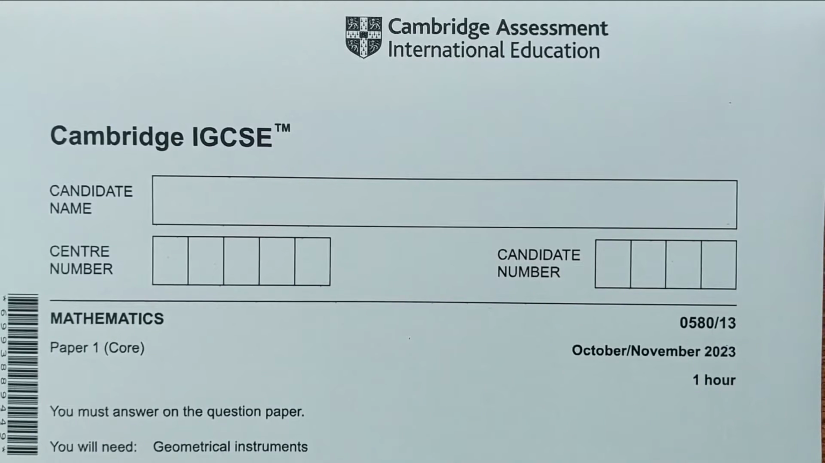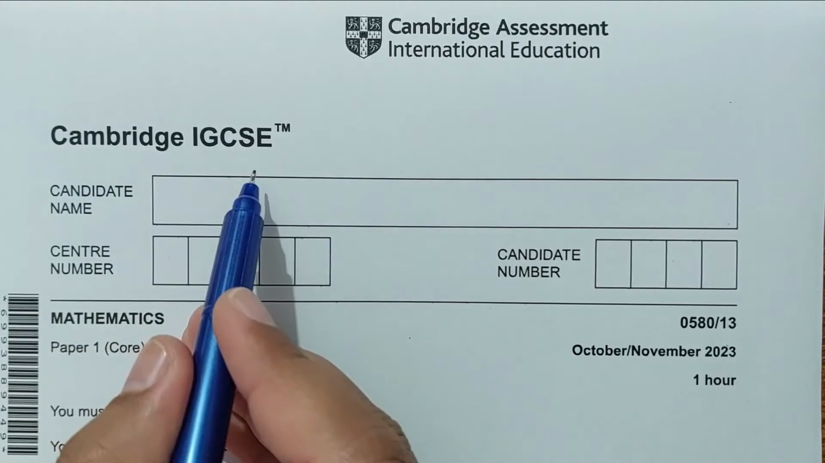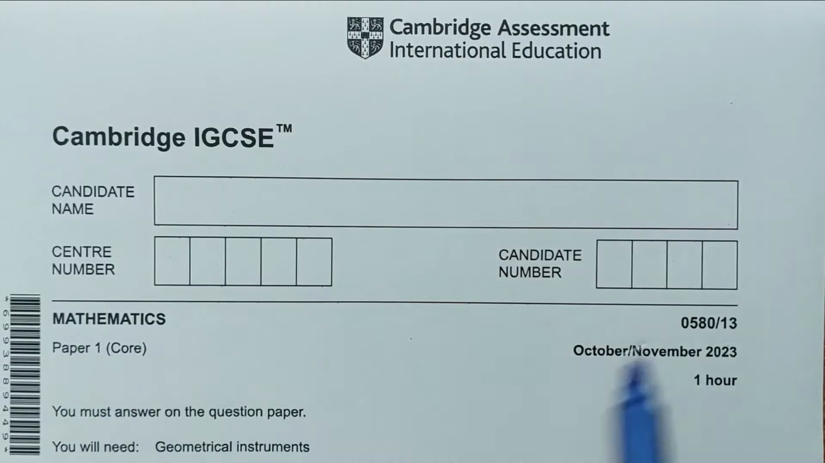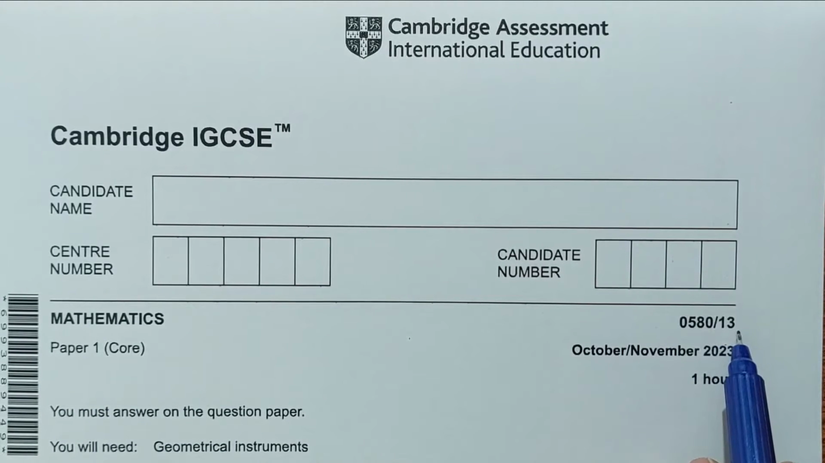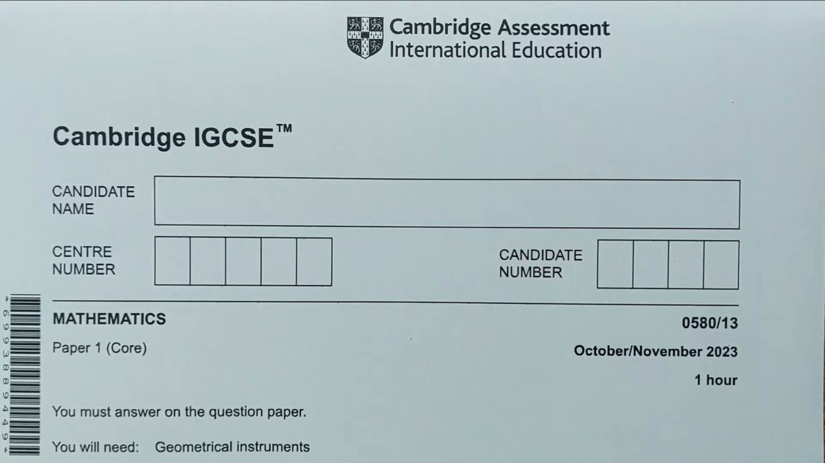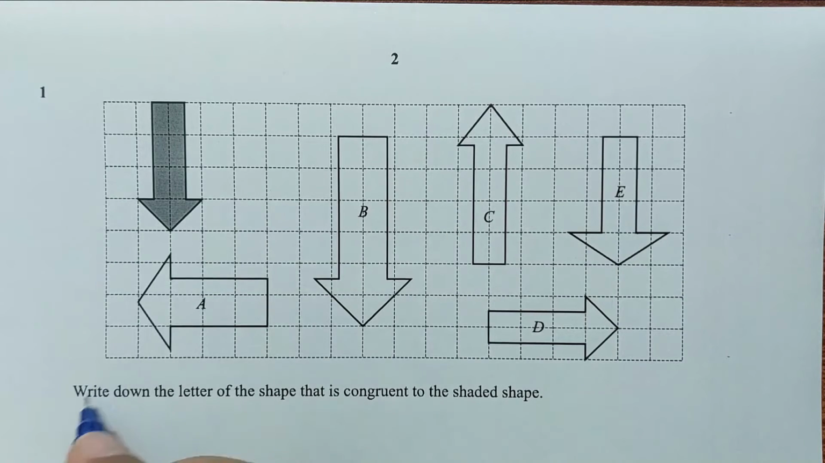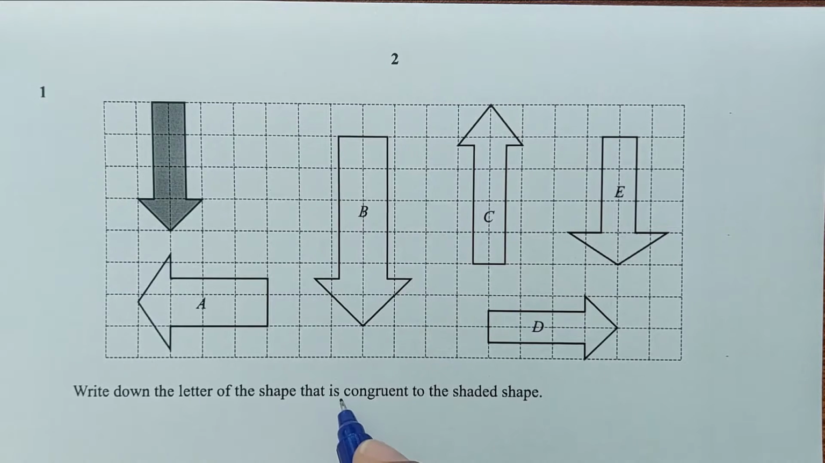Hello everyone, in this video I'm going to solve Cambridge IGCSE Mathematics Paper 1 Core, October-November 2023 session, Paper 1-3. So let's start with the first question. Question number 1: write down the letter of the shape that is congruent to the shaded shape.